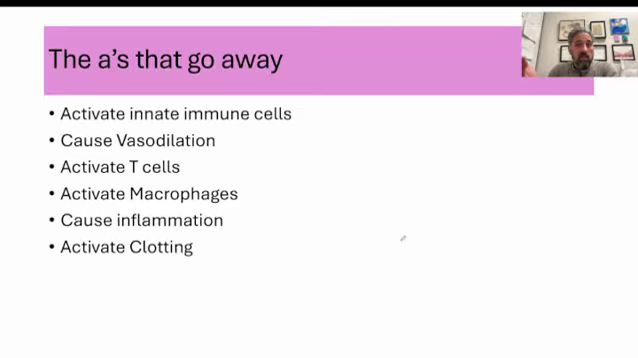Now, about those A's, they all go away, and they're going to do a number of different types of things. They're going to activate immune cells in both the innate response and the T cells. They cause vasodilation, they activate macrophages, they cause inflammation, and they can also play a role in clotting. Most of the clotting is actually going to be more of that MASP. After they're done cutting things up, then they go on to help with clotting. But some of those A's are also going to take a role in that. So that's essentially everything that you end up doing through this whole process.